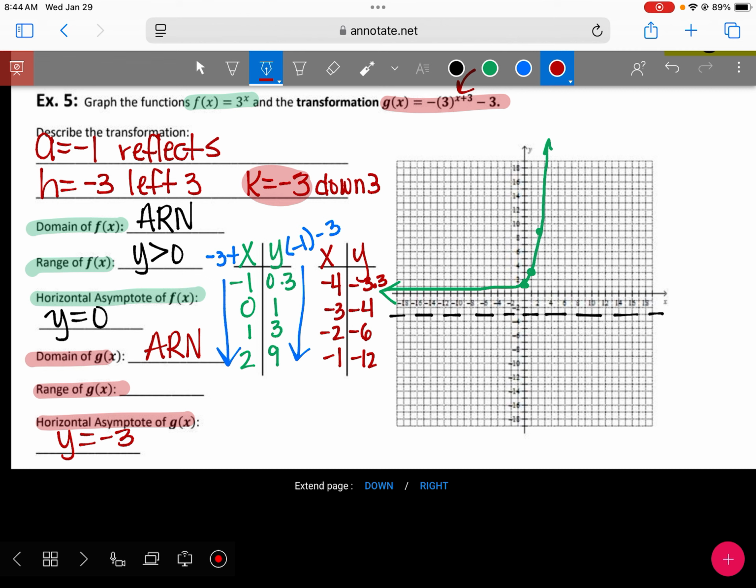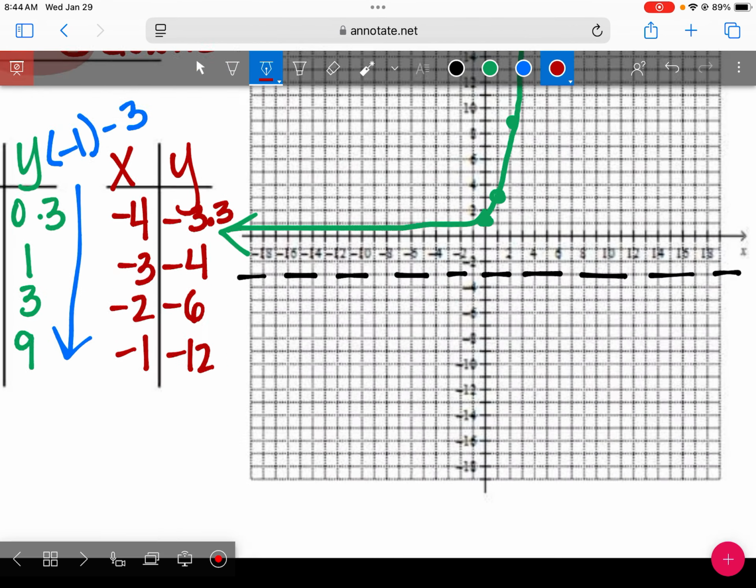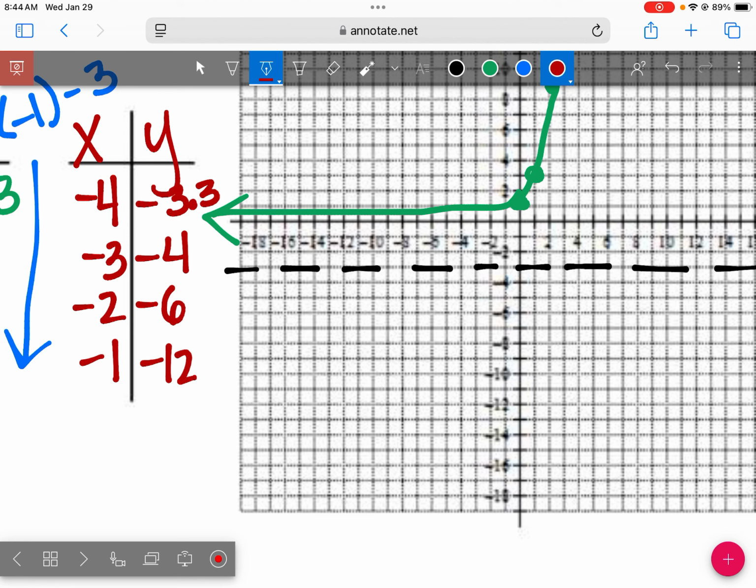All right, who agrees with my table? All right, let's graph it. Now, what we're going to notice is that this time, because A is negative, it's going to be under the asymptote. Not on top of it, but under. So let's go ahead and graph it. So -3, going down to -4, at -2, -6, and at -1, -12.